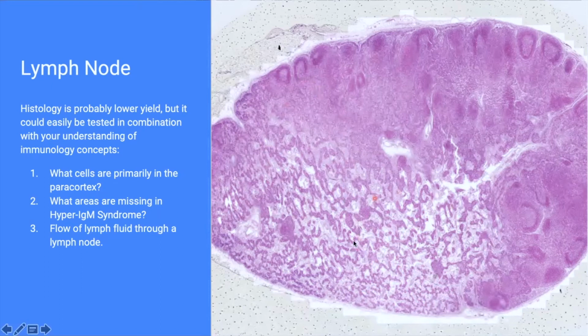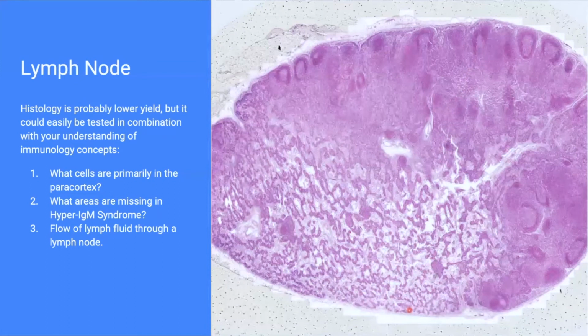And then we have our medulla here. This is where lymph fluid is going to flow from the cortex into the medulla, and then finally into our efferent vessel, exiting and then flowing back up into either another lymph node or back into our blood.